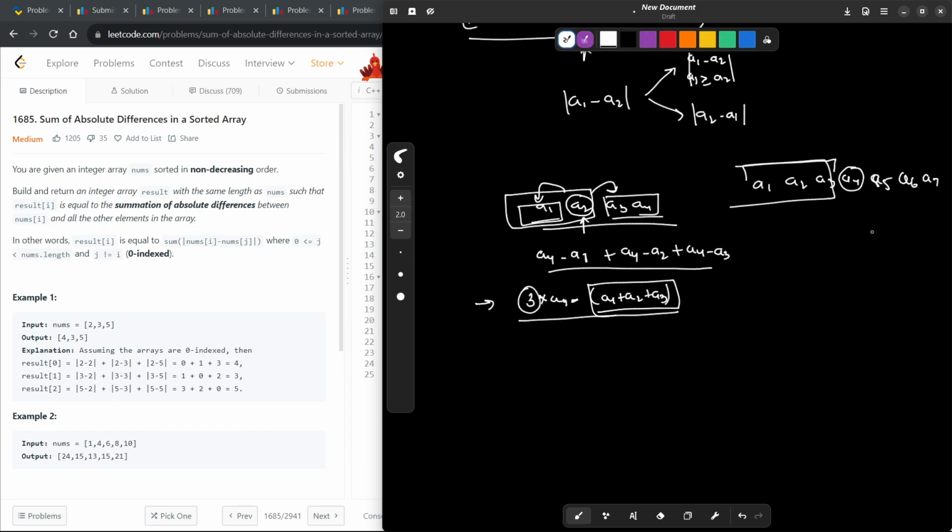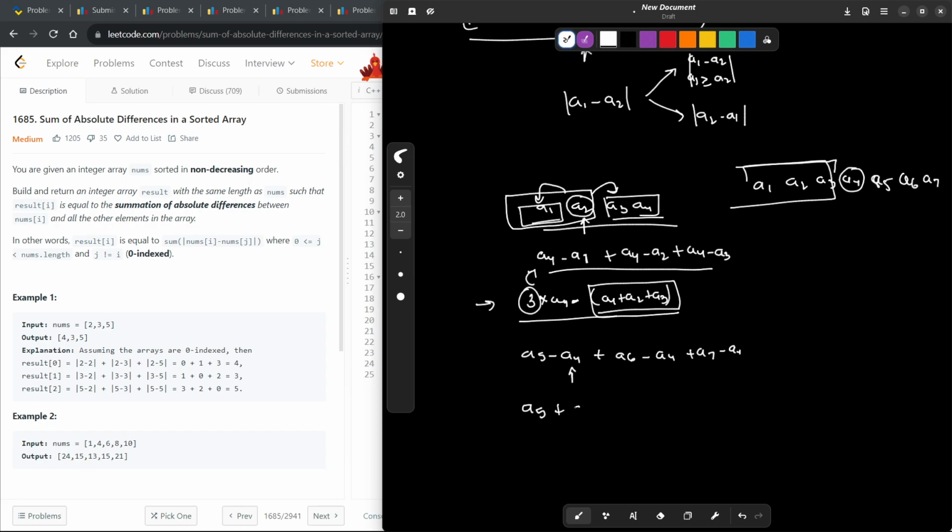Similarly, for the right half, what will be the answer? It is going to be a5 minus a4 plus a6 minus a4 plus a7 minus a4. So you see, here a4 is negative, while there a4 was positive. That is why we had to calculate this particular value in two different halves, right? Because the sign will get switched because the values have changed their magnitude. Now, how do I calculate this? This is going to be a5 plus a6 plus a7, which is the summation of all the values after it, minus 3 times a4. So 3 is basically the number of elements present after a4.